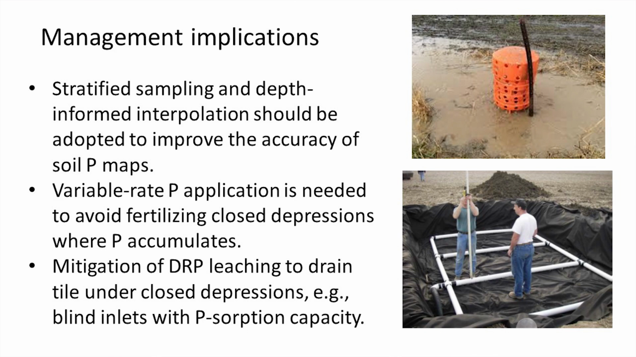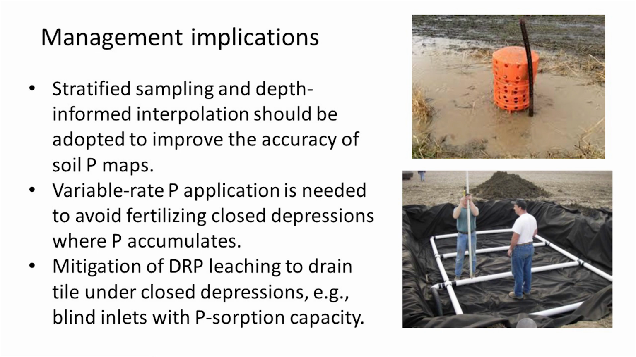Kind of related to that, if we incorporate information from these maps into variable rate P application, then I think we have a much better chance of making informed decisions about where to apply fertilizer, specifically keeping it out of closed depressions where phosphorus tends to accumulate and focusing on those areas that actually do need it. And then lastly, I wanted to say a little bit about the water quality aspects of this.